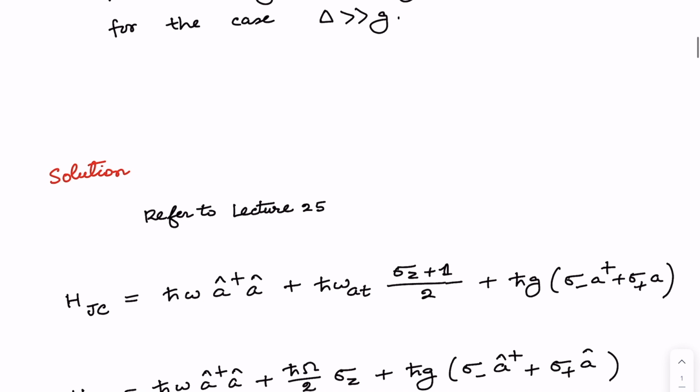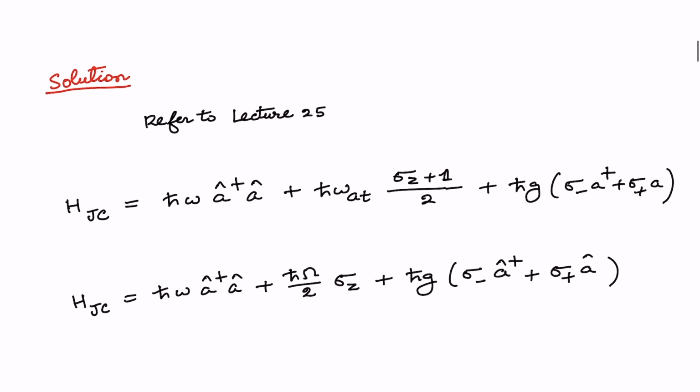The solution goes like this, and please refer to lecture number 25, where we discussed the Jaynes-Cummings model. We have written the Jaynes-Cummings model in this particular form, where h bar omega a dagger a is the energy of the optical photon, and h bar omega atom (sigma z plus 1/2) is the energy of the two level atom, and h bar z (sigma minus a dagger plus sigma plus a) is the interaction term. This is the interaction between the cavity photon and the atom.